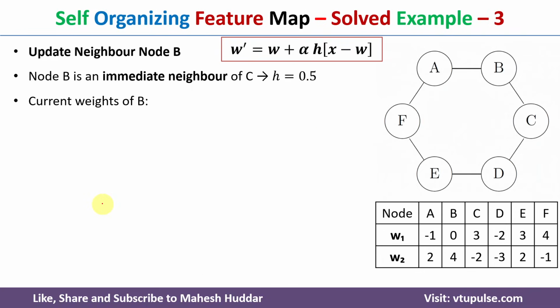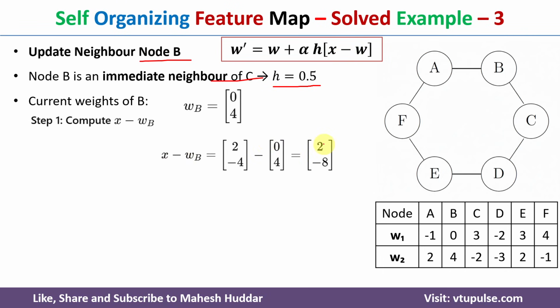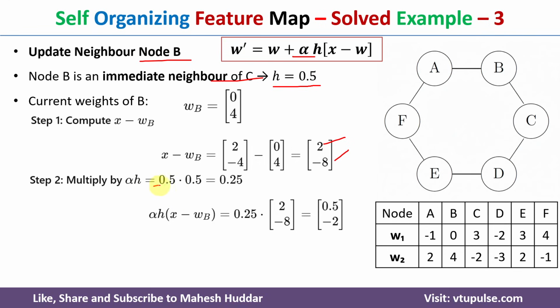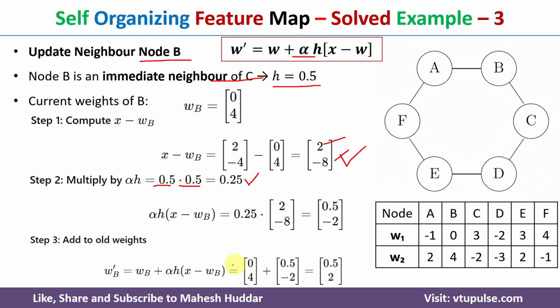Next, we need to update the neighbor weights. First, I will consider node B. For node B, we need to use the h value as 0.5 because this is the neighbor node for node C. So first we need to calculate x minus WB. So x minus WB will be 2 and -8. After that we need to find alpha into H. So here we will consider alpha as 0.5 and H as 0.5 because B is a neighbor node. 0.5 into 0.5 is equal to 0.25. Next we need to multiply these values, and we will get 0.5 and -2. For this one we need to add old weights, then we will get the new weights as 0.5 and 2.